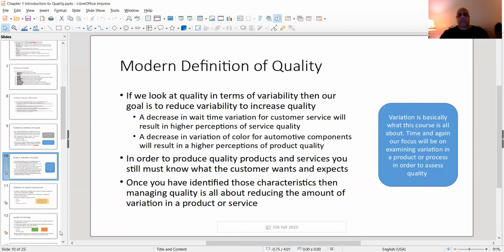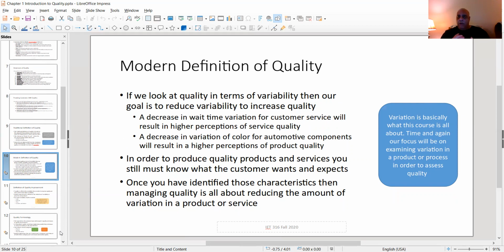Now, if we look in terms of variability, because we're on a modern definition of quality now, then our goal is to reduce variability to increase quality. So a decrease in wait time variation for customer service will result in higher perceptions of service quality. A decrease in variation of color for automotive components will result in higher perceptions of product quality. Again, variation is basically what this course is about.